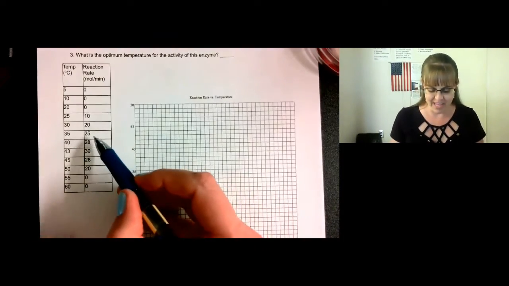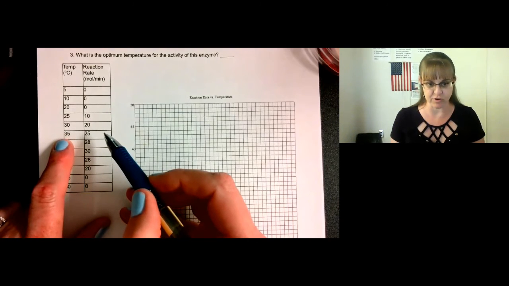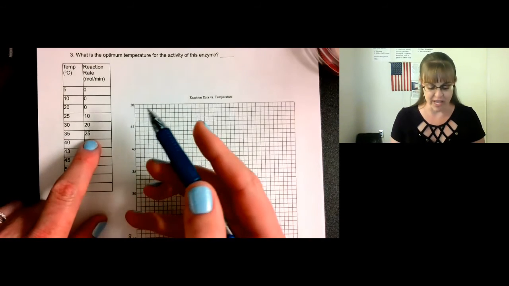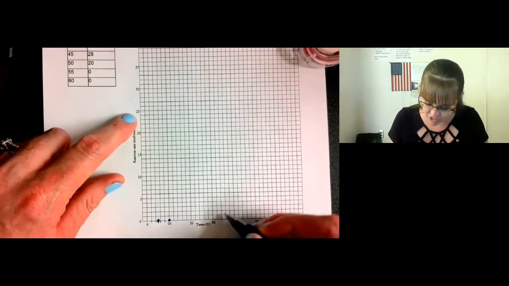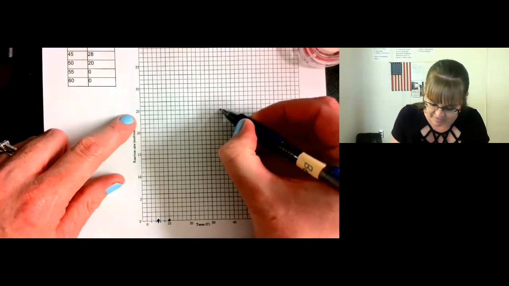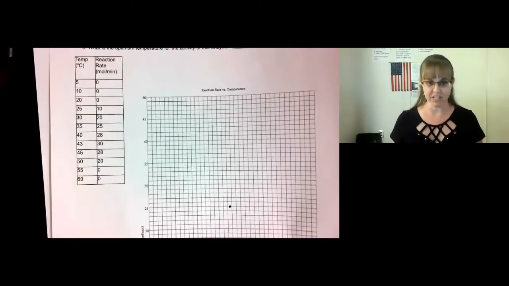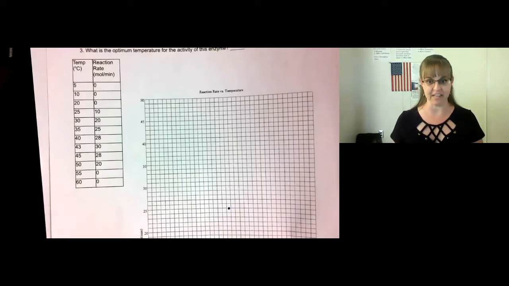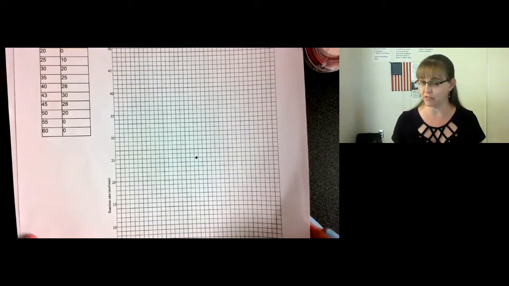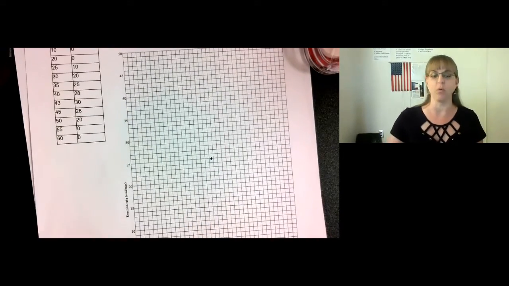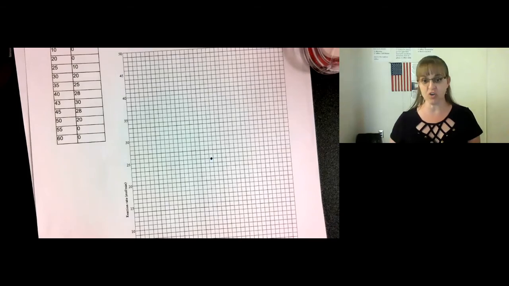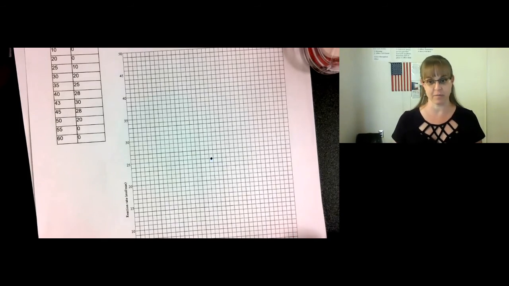Let's skip ahead. When we get to temperature of 35 Celsius, we have a reaction rate of 25. So temperature of 35, reaction rate 25. Continue graphing until you've graphed this entire set of data. Then connect the dots with a curved best fit line. Don't connect the dots with straight lines. Make one arching curved line that fits very well.